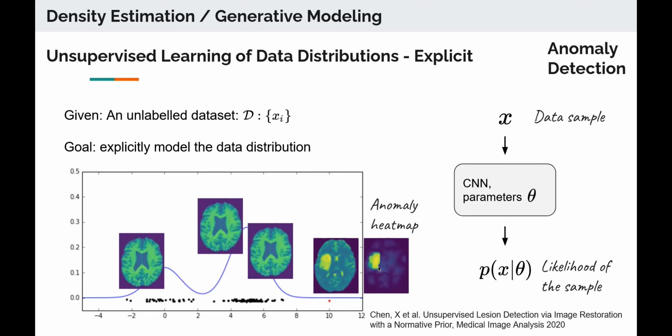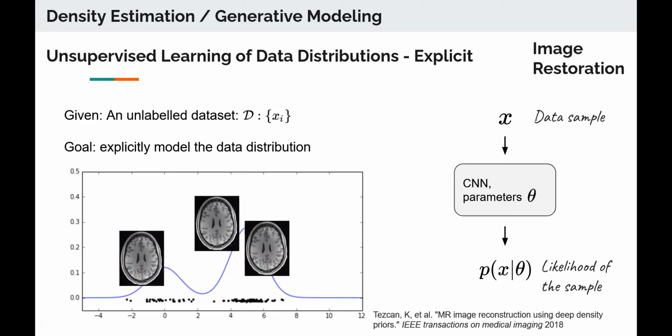In other words, what we have done is lesion segmentation, but we did not have lesion and segmentation pairs for training this model. What we had was just a data set of healthy images, and we were able to use this data set to come up with a model that could now segment lesions from lesion images. Okay, so this is one application.